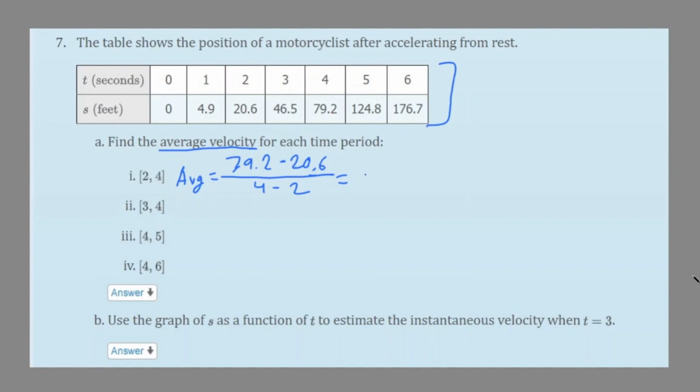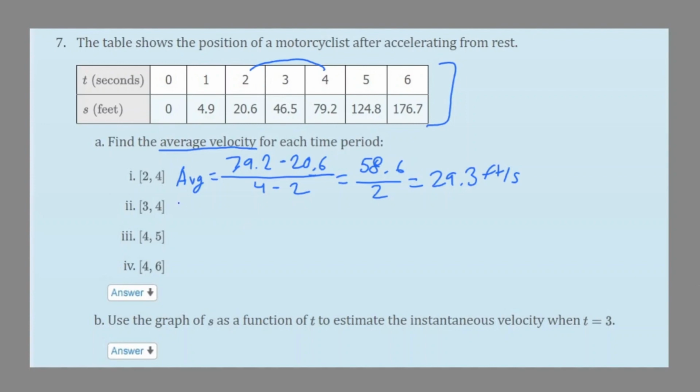So when we do that, we get 58.6 on the top, and 2 on the bottom. If we simplify it even further, we get 29.3 feet per second. So that is the average velocity from 2 to 4.